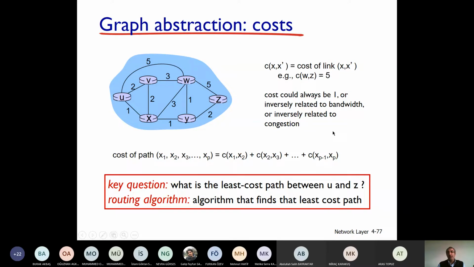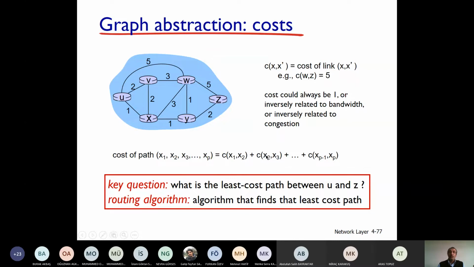The cost could always be 1, or inversely related to the bandwidth, or inversely related to the congestion or network traffic. But we can have an equation or representation like this: the cost of the path x1, x2, x3, ..., xp. That means the total cost is the sum of all these link costs, which means the cost of the link between x1 and x2, plus the cost of the link between x2 and x3, and so on.